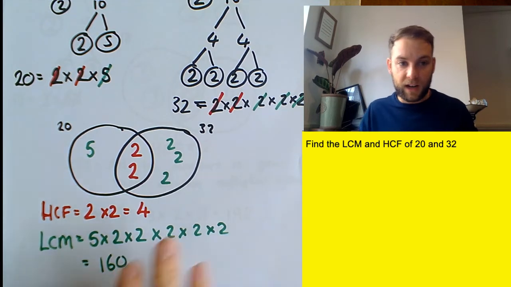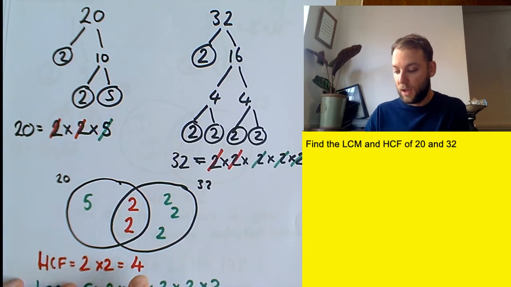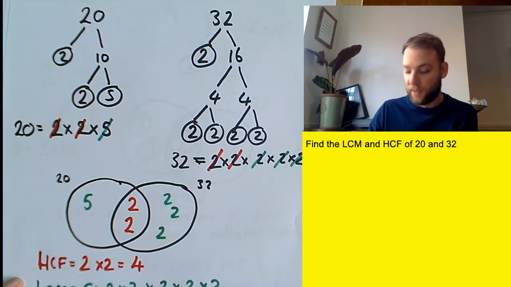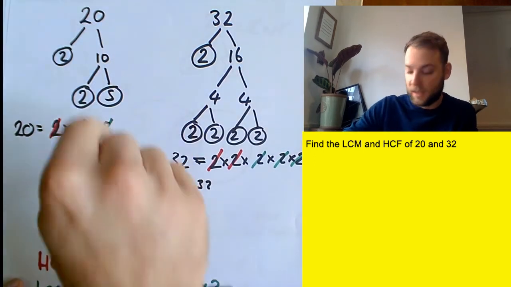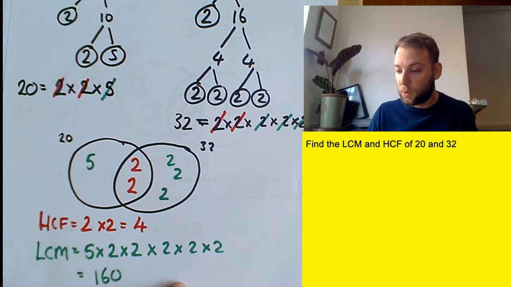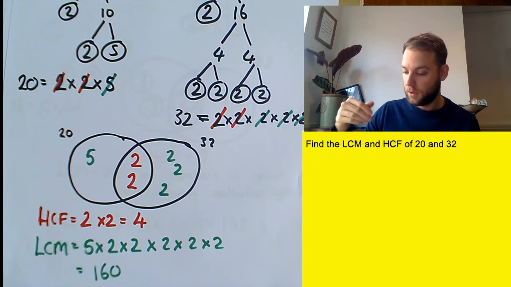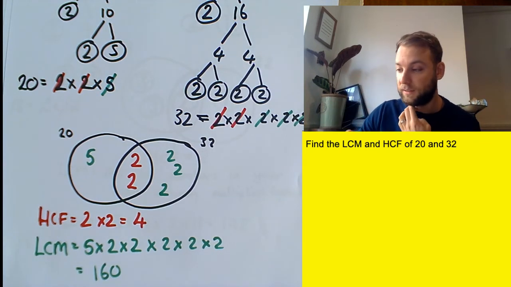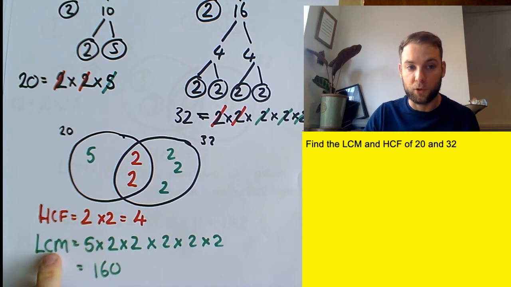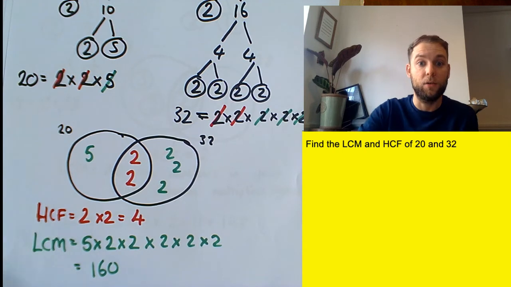So just to make that really clear, the highest common factor of 20 and 32, so the number that goes both into 20 and 32, the biggest one of them is 4, because 4 goes into 20, 4 goes into 32. And the multiple of both of these, so you could do 20, 40, 60, 32, 64, but the lowest common multiple of both of these numbers is equal to 160. And that's how you do those.